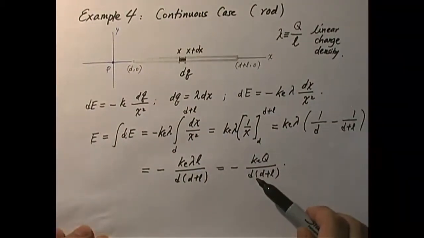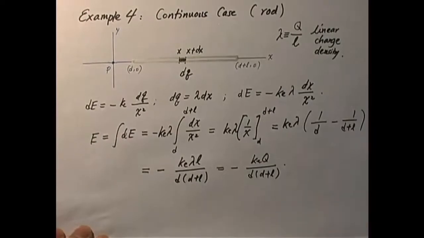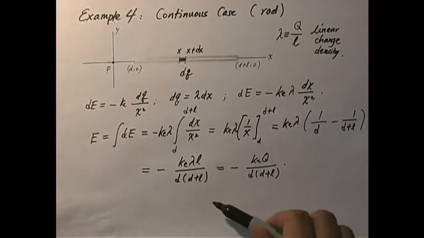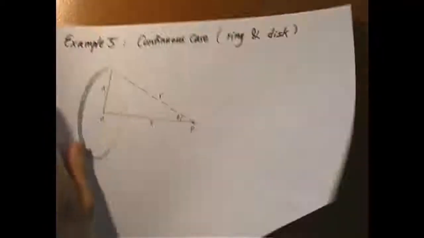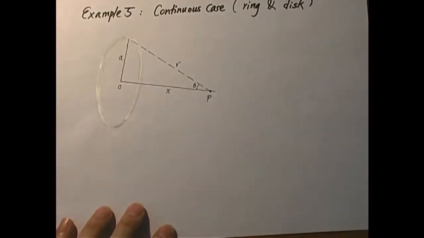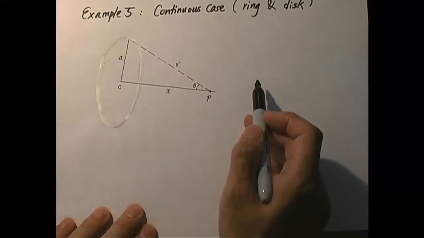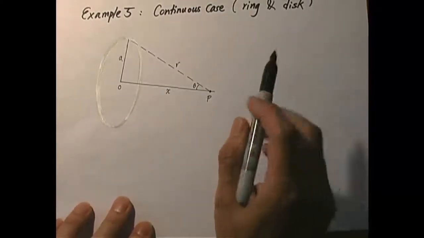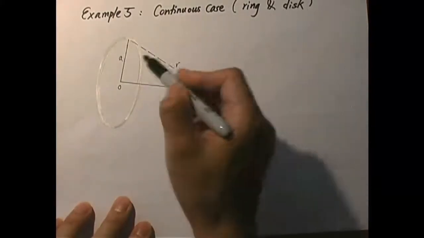So this is our first example of a continuously distributed electric field. How does a continuous charge produce an electric field? This is the one-dimensional case. Now, next, let's take a look at a two-dimensional case. This is a famous example. It's also in the textbook as well. It's a ring and a disk. We start with a ring.